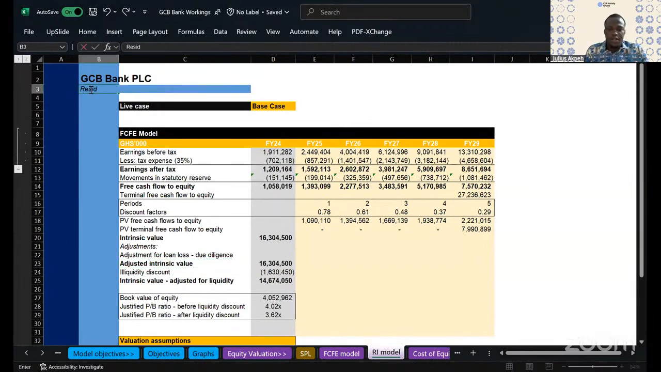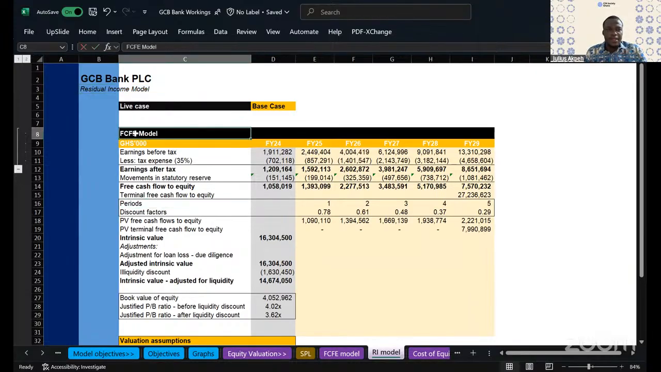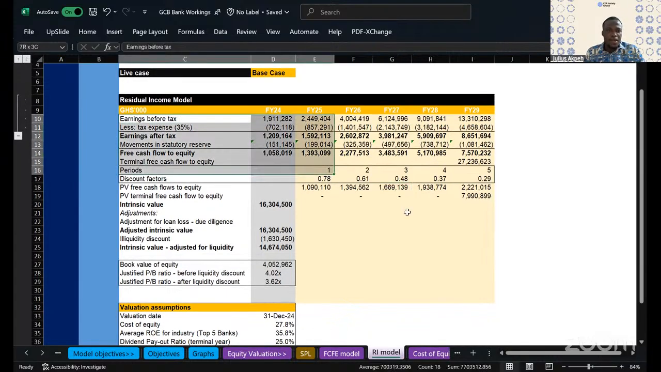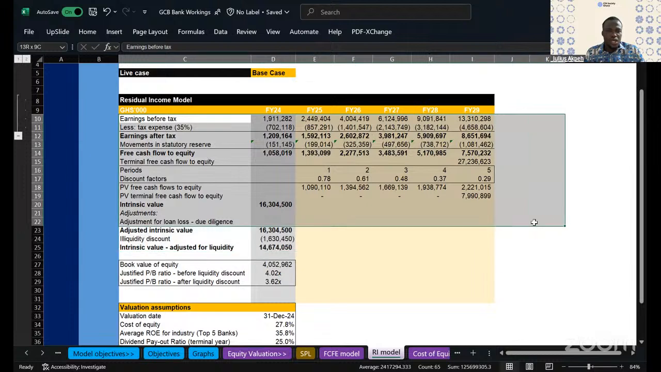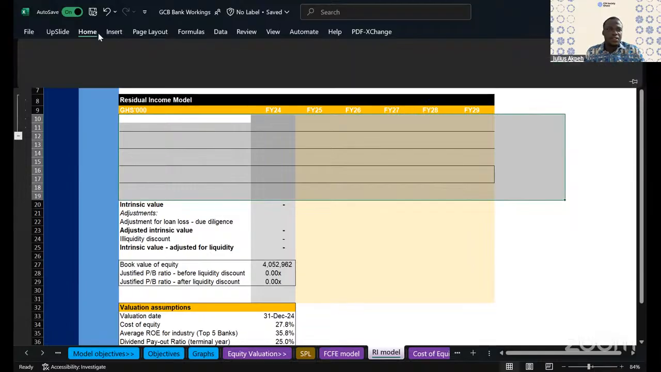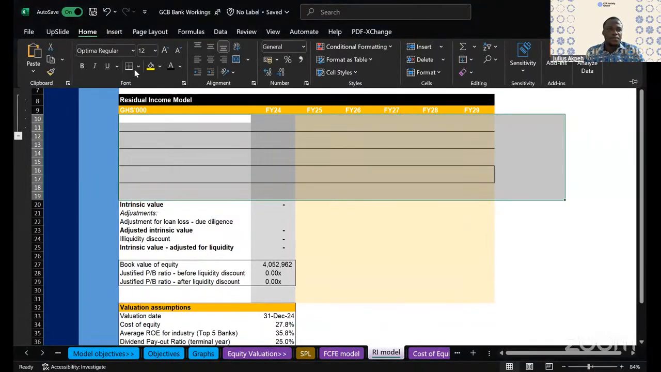So residual income model. And then here will be residual income model. I don't want to do all this all over again. That's why I'm just leveraging on this one. But a few things will change here. Let me take off the lines. I just want to leverage on this.